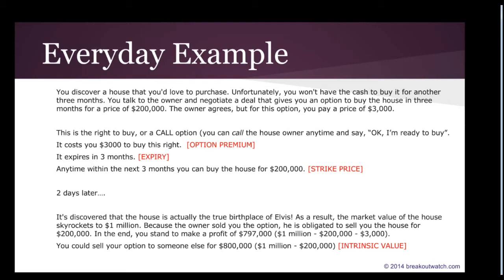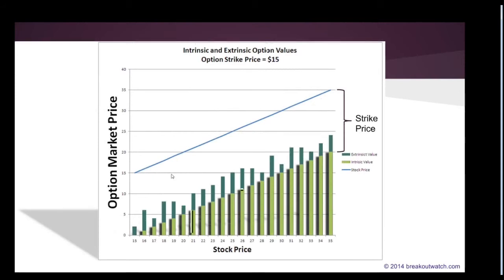So just some terminology. The $3,000 you paid for that right to buy that house is the option premium. The expiration or expiry is the 3-month. The strike price is the $200,000. That's the price you can buy the underlying house in this case, or stock in the real life example. And if you come down here at the bottom, the fact that it has $800,000 value in that first scenario, that's the intrinsic value. That's the difference between the market value of the house and the underlying option strike price. So we'll be using those terminologies.